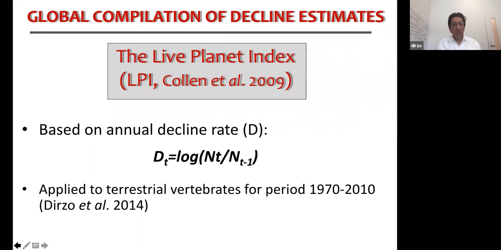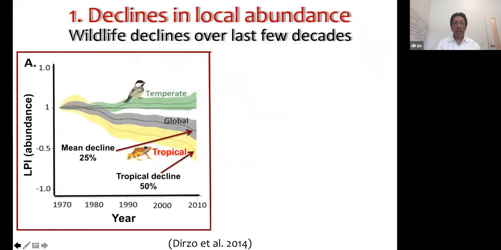The interesting thing about using this LPI, the Living Planet Index, initially published by Ben Collen in 2009, is that together with Ben and other colleagues, we compiled a good amount of information on many populations that have been monitored, and we applied the LPI to estimate the declines of vertebrates, in this particular case for the period between 1970 and 2010. So let's look at what this analysis showed.